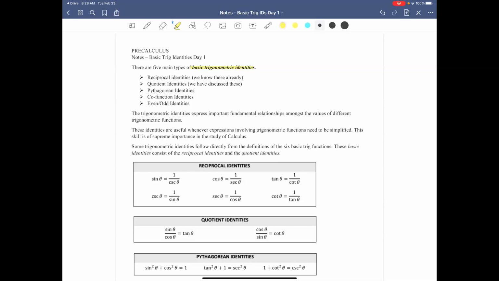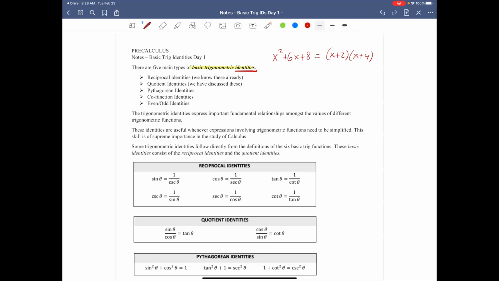we will introduce today. Just to give you a basic idea of what an identity is and what that word means, an identity is something that is true for any given value. So for example, I might have the statement that x squared plus 6x plus 8 is equal to x plus 2 times x plus 4. This is an identity because what that means is that the left-hand side is always equal to the right-hand side for any given value of x.